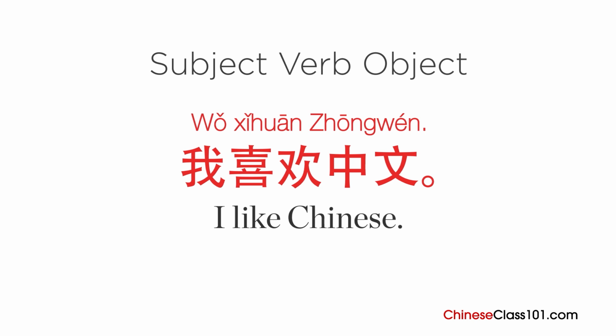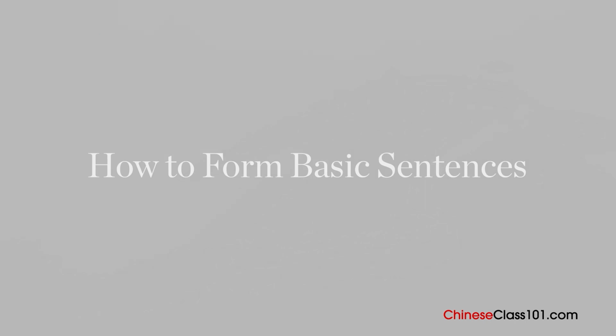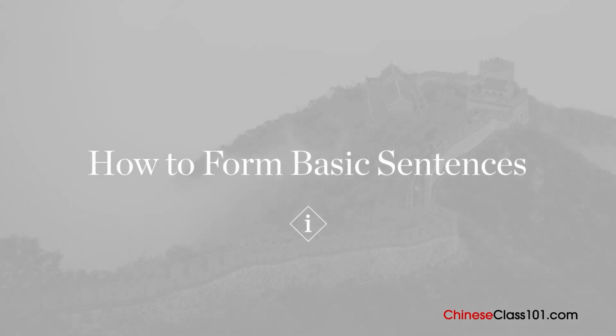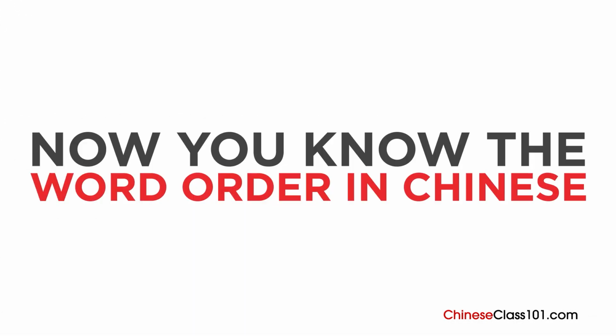Let's try another basic sentence. I like Chinese. I is 我, like is 喜欢, Chinese is 中文. So we put the subject first, then the verb, and then the object. Altogether, we have 我喜欢中文.